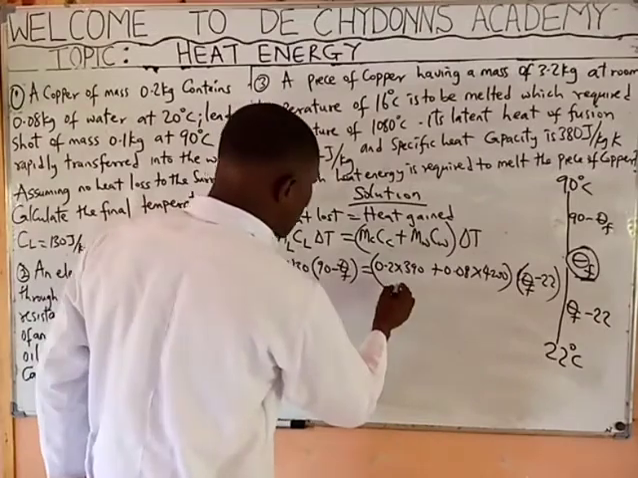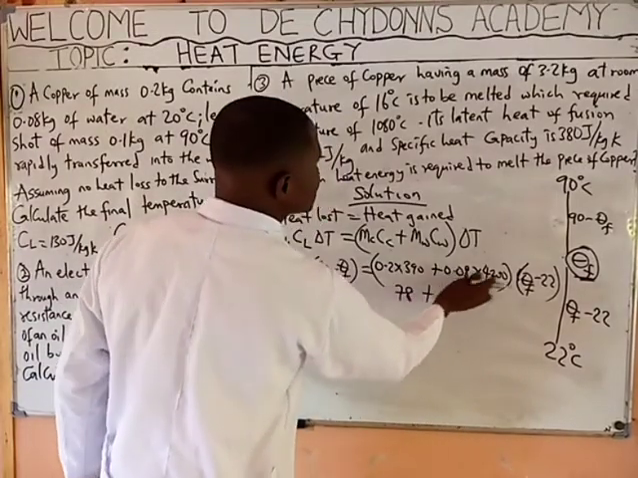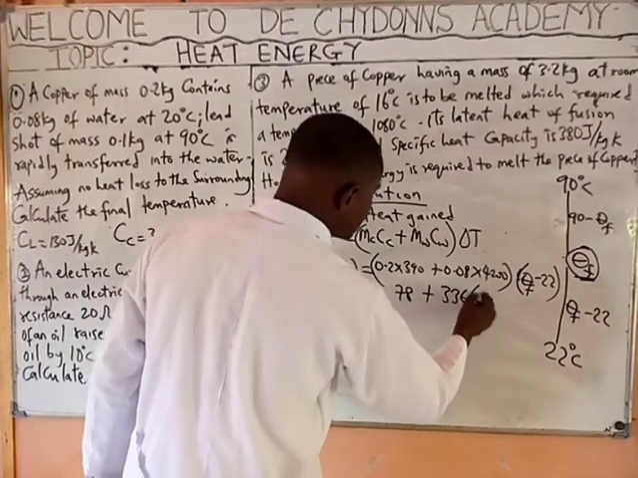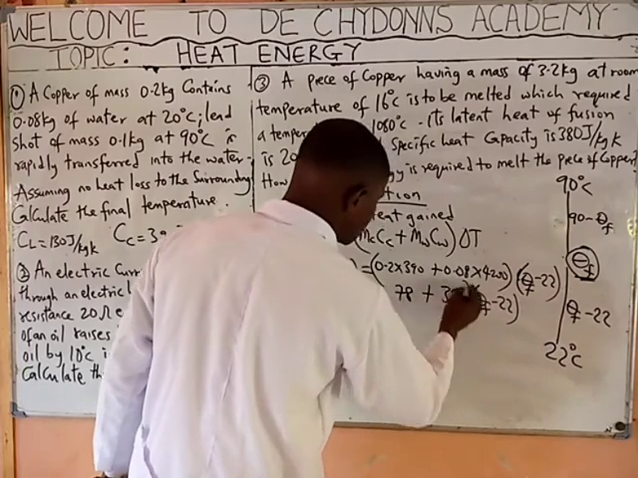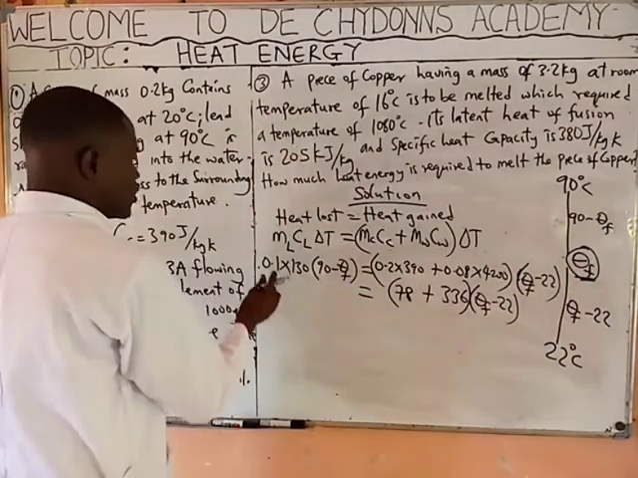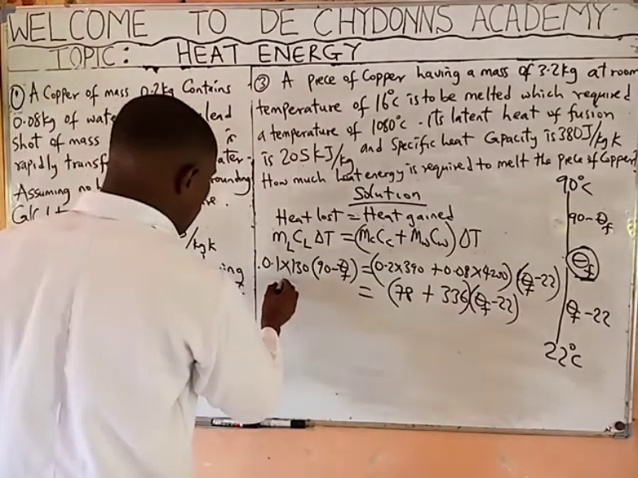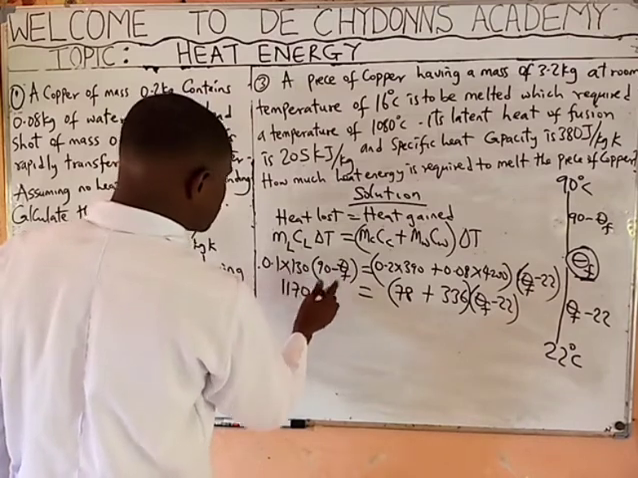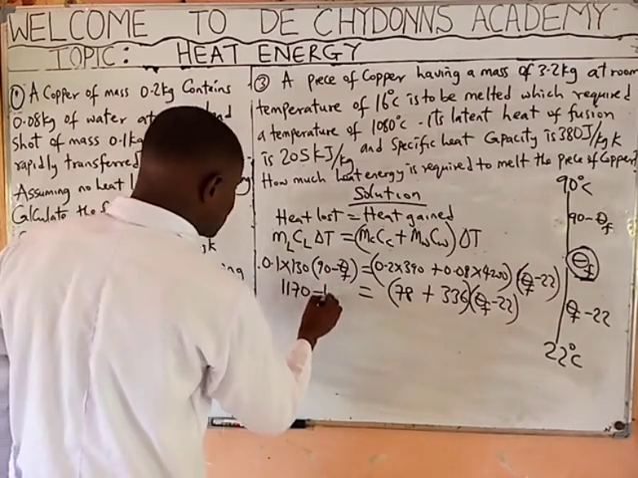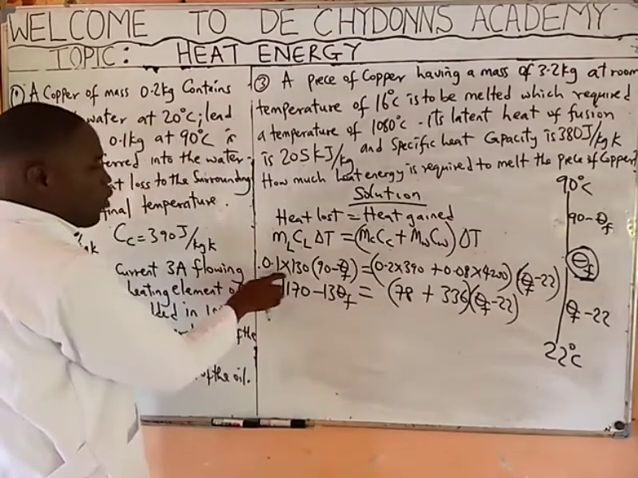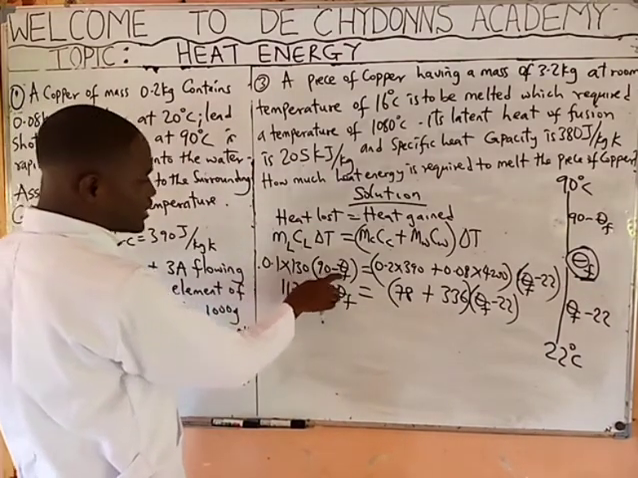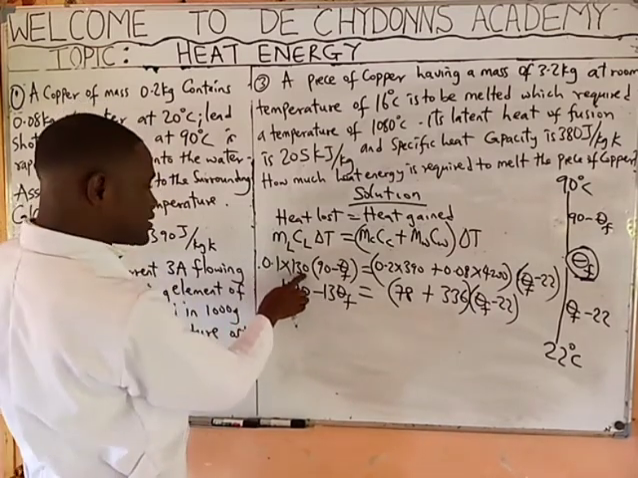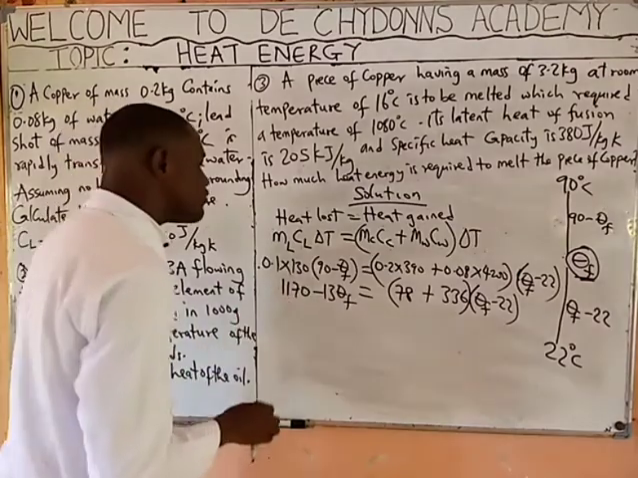This times this will be giving us 78, plus this times this will be giving us 336, then bracket theta F minus 22 equals to this times this will be giving us 1170. This times this will be giving us 13 theta F. So 0.1 times 130 will give us 13. 13 times theta F will give minus 13 theta F. 0.1 times 130 will give us 13. 13 times this will give us 1170.